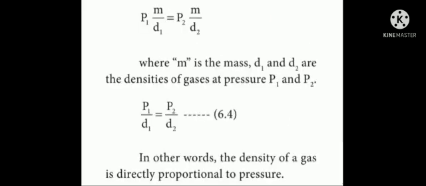Now cancel m from both sides. We will get P1 by d1 is equal to P2 by d2. It is given by equation 6.4. In other words, the density of a gas is directly proportional to pressure. Again I repeat, the density of a gas is directly proportional to pressure. Here we related pressure with density. Hence we completed the consequences of Boyle's law.